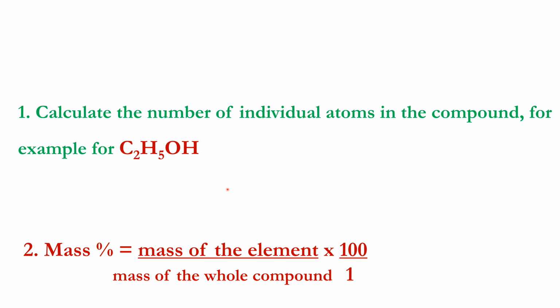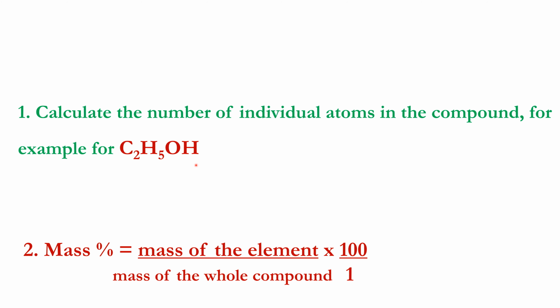So the first step is to calculate the number of the individual atoms in the compound, and you have to note the subscripts that are attached to each element. So for carbon, you have to note that there are 2 carbons. For hydrogen, you have to note that there are 5 plus 1, 6 hydrogens.